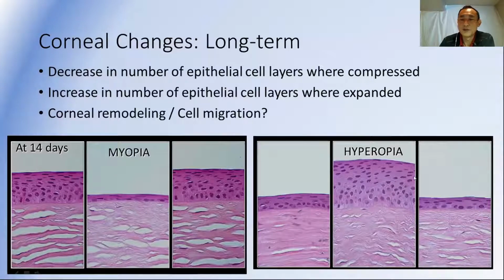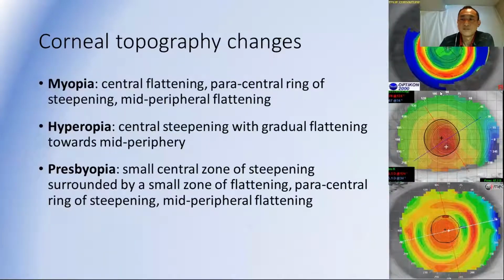And in the hyperopic correction, we see similar things, except that we have compression and migration of cells from the mid-periphery, and an increase in cell layers and increase in cell size in the center. And that causes central steepening of the cornea. Clinically, we won't see those things because we typically do not do histological sections through patients' corneas.